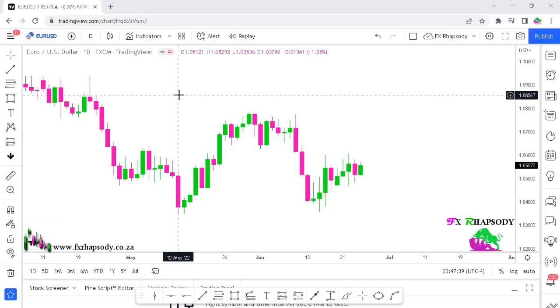Okay, so let us hit the charts. So basically we're doing again top-down analysis. We're starting from the daily, moving down to your hourly time frame. We're starting off with the Euro USD dollar.